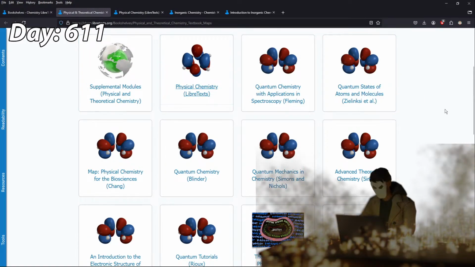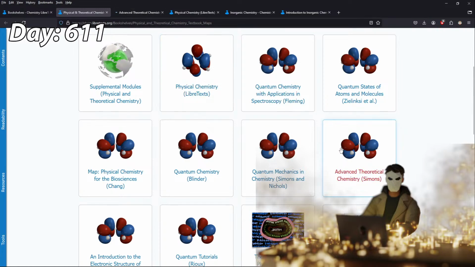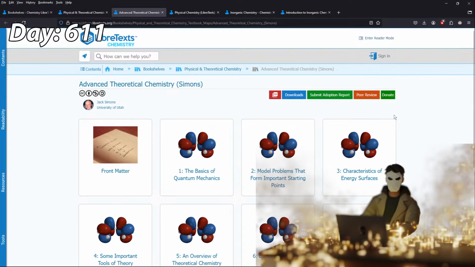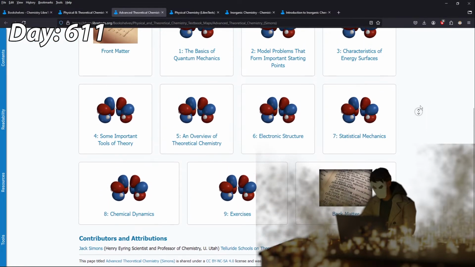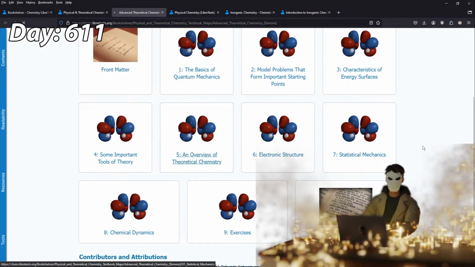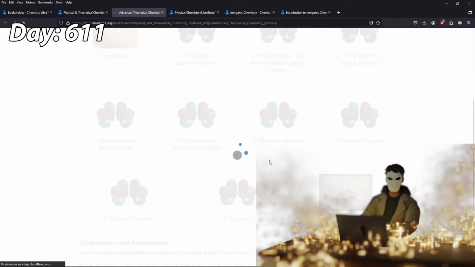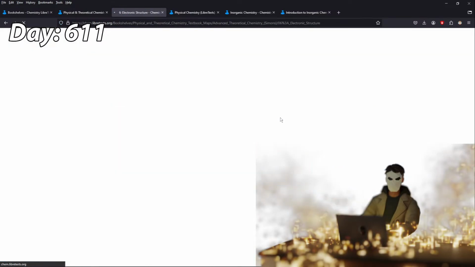Okay. Advanced theoretical. I don't like it because advanced will be really advanced. I know I've been over this already. 9 chapters? How big is this overview? That might be skewed. Electronic structure, for example.